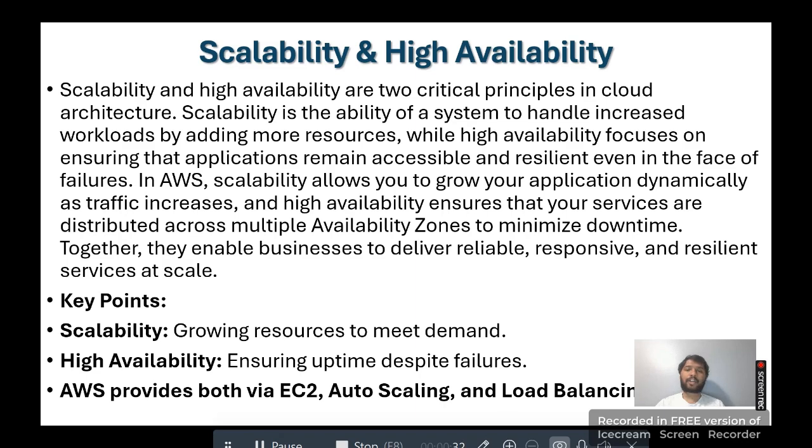In AWS, scalability allows you to grow your application dynamically as traffic increases, and high availability ensures that your services are distributed across multiple availability zones to minimize downtime. Together they enable businesses to deliver reliable, responsive and resilient services at scale. Key point: scalability, growing resources to meet demand. High availability ensures uptime despite failure. AWS provides both via EC2 auto scaling and load balancing.